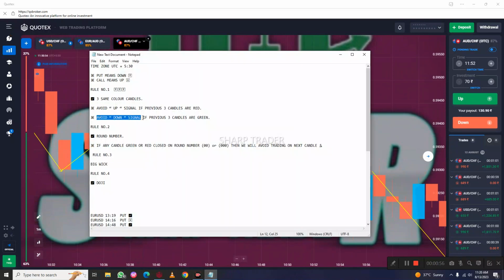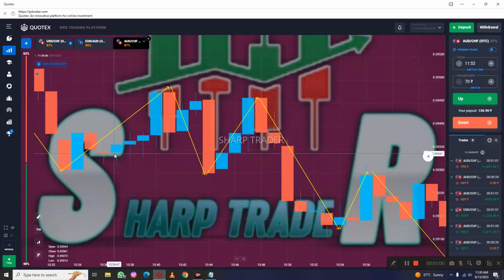Avoid down signal if previous 3 candles are green. 1 green candle, 2 green candles, 3 green candles. All the 3 candles are green, so we will avoid the downward direction here because the trend is upward. For example, 11:37, 11:38, 11:39, all the 3 candles are green. So if we get any signal on 11:44 for downward direction, for put direction, then we will simply avoid it and wait for our next signal.